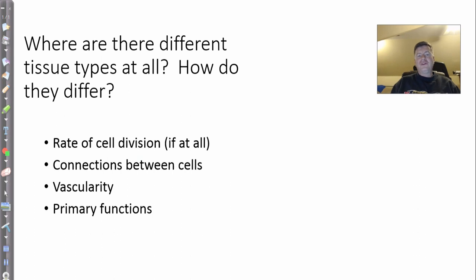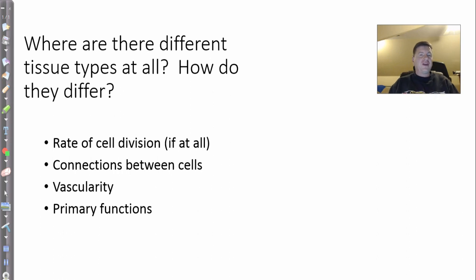So why are there different tissue types at all, and how do they differ? We'll look at each of the 4 tissue types briefly in subsequent videos, and we'll talk about one in class. But they differ in several ways. Some of the tissues are going to have a very fast and quick rate of cell division, and some really don't divide at all once they are formed. Some are going to have very close connections, very tight connections between the cells that make them up. Some are going to have very loose connections or even no connections.